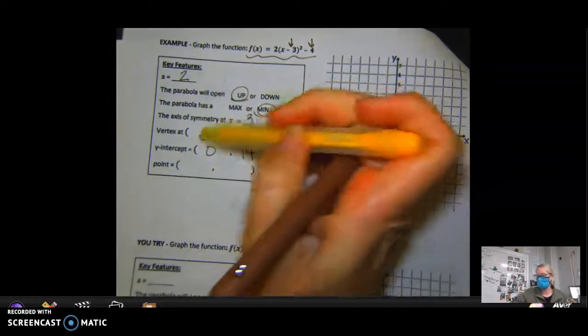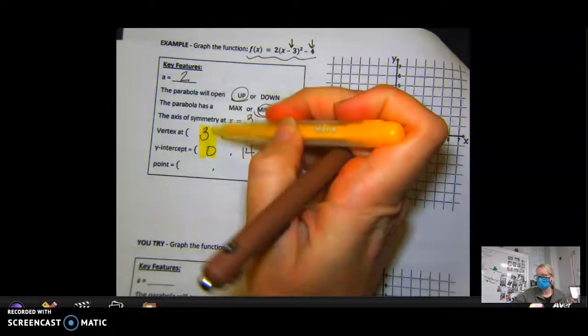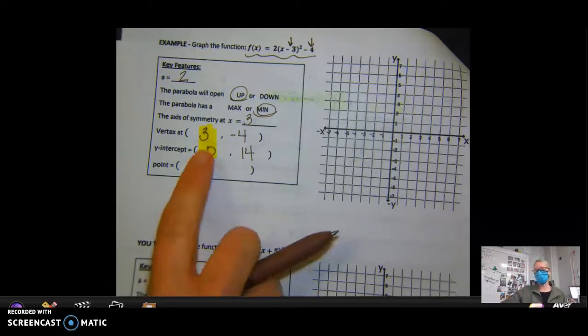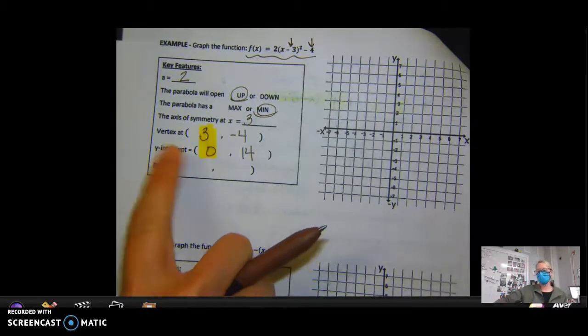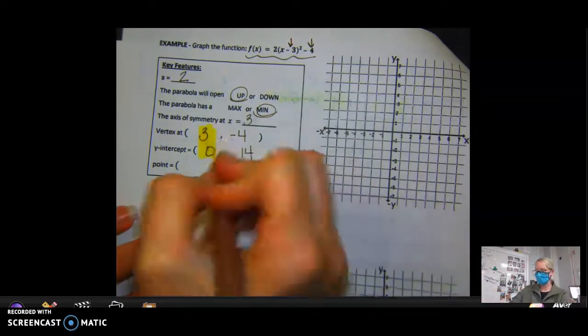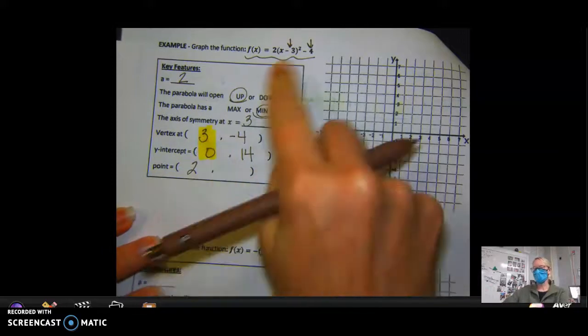Then we need one more point. To get our next point, we want to use a value in between 3 and 0, in between our X values. One thing I don't think I said yesterday that's important: you want to go closer to the vertex number if possible. So I want to be in between 3 and 0, but closer to my vertex number of 3. So what's a good number to choose? 2.